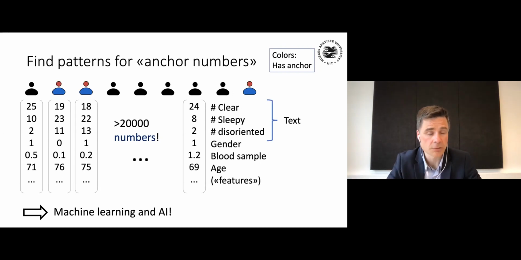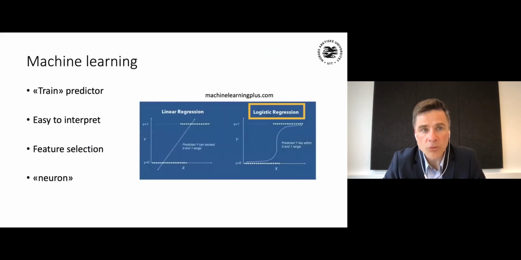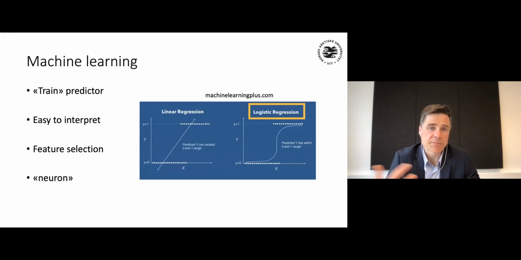So not the true label, but the anchor. And we use machine learning and AI also for that. I'll come back to that a little bit later. But let's now say that we could find these clinical anchors in our problem of postoperative delirium. So then we want to find these patterns in the data that indicate anchor or not anchor.